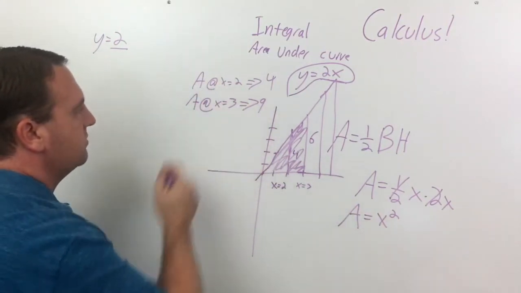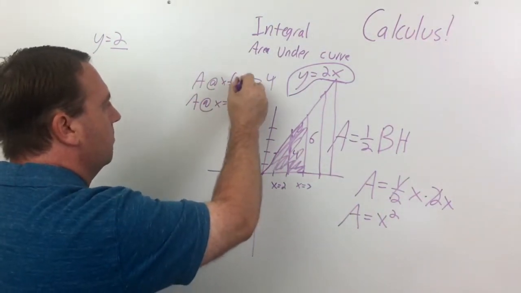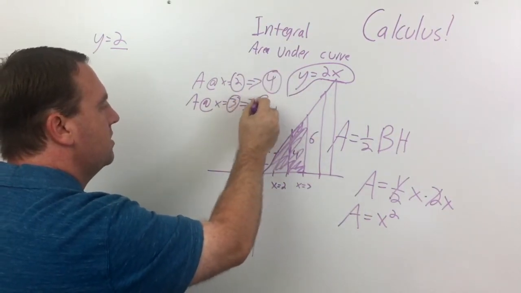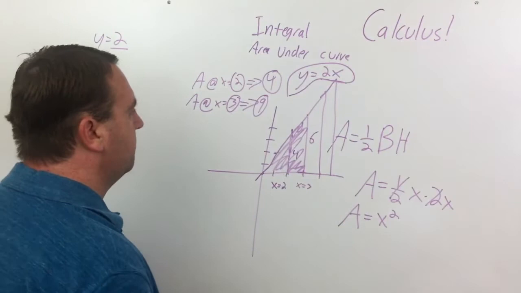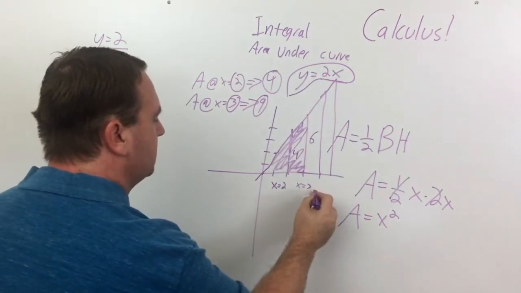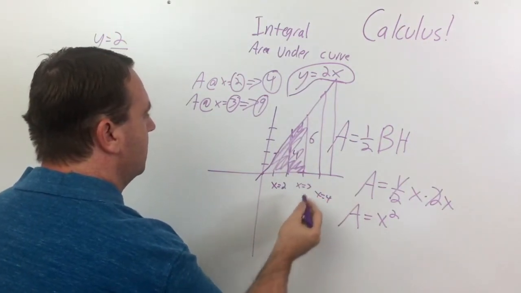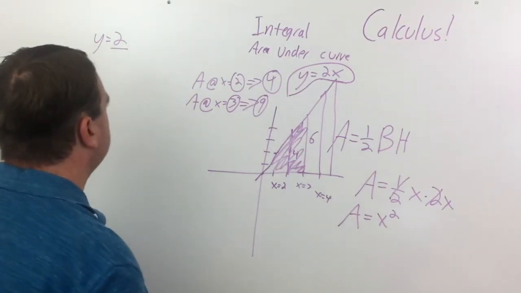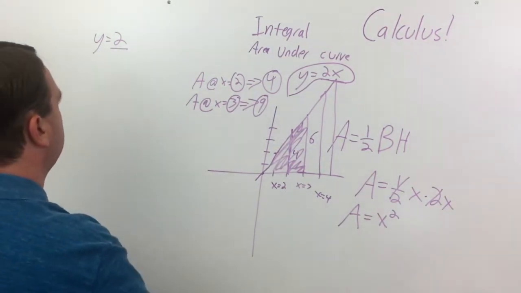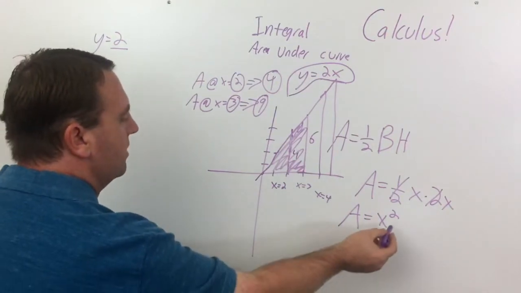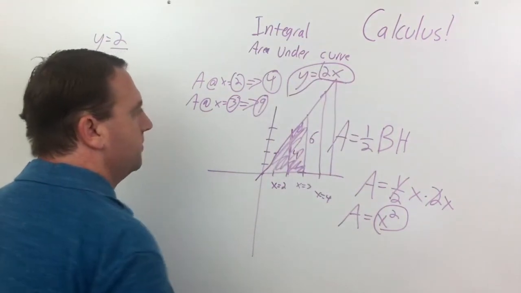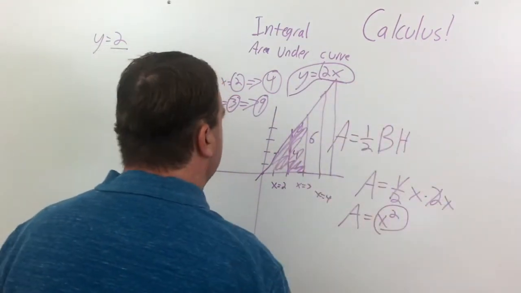And we can see that that's what's happened so far. So when x was 2, the area was 4. When x was 3, the area was 9. And so when we get x equals 4, the area will be 16. So this is the integral of this. Okay, so the integral of 2x is x squared.